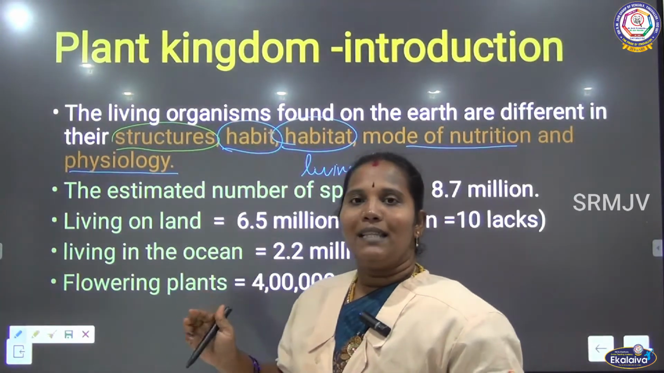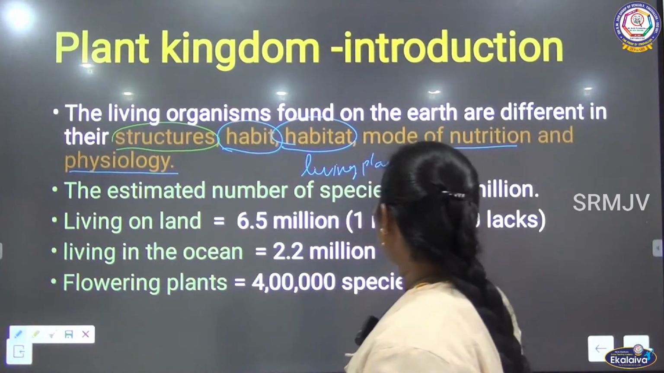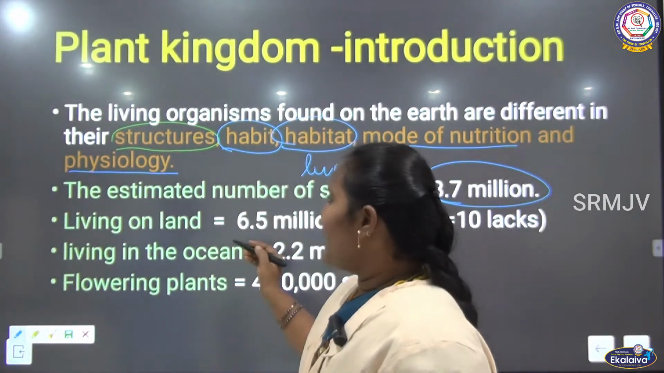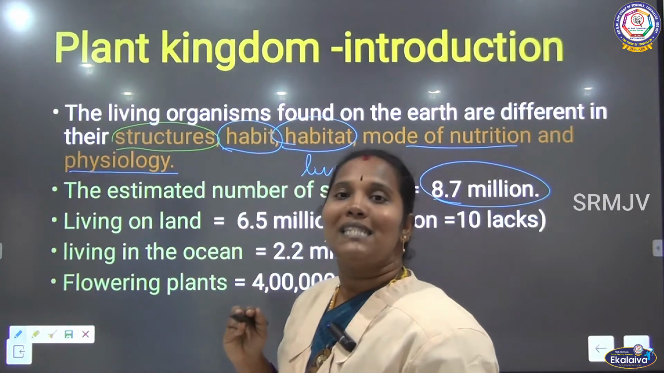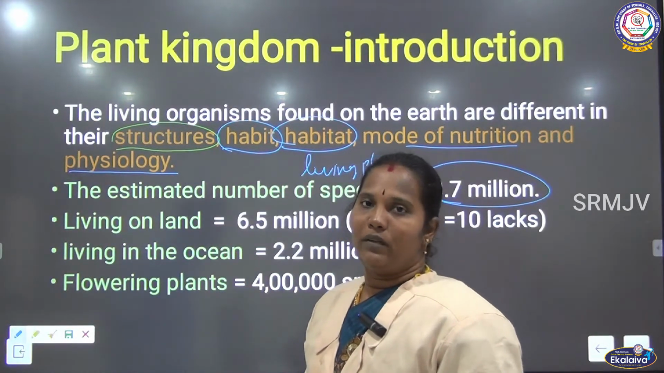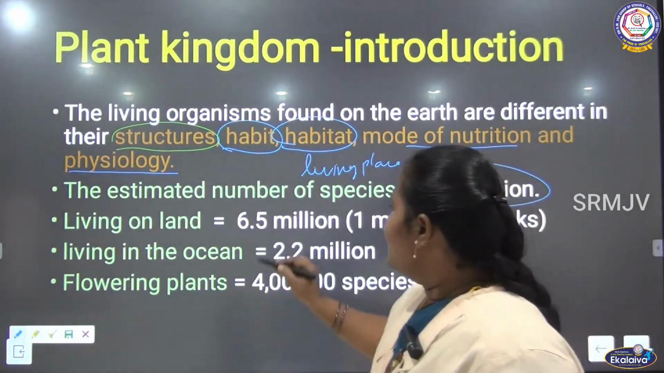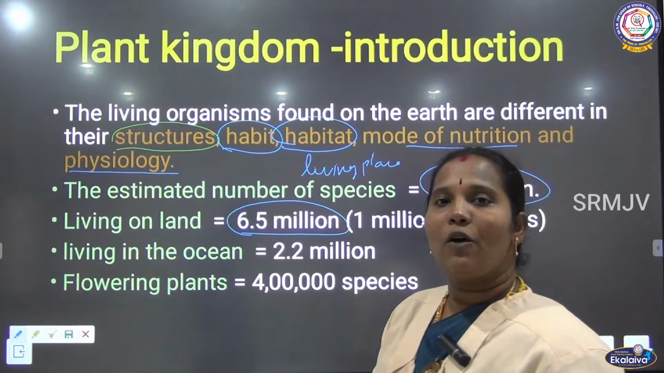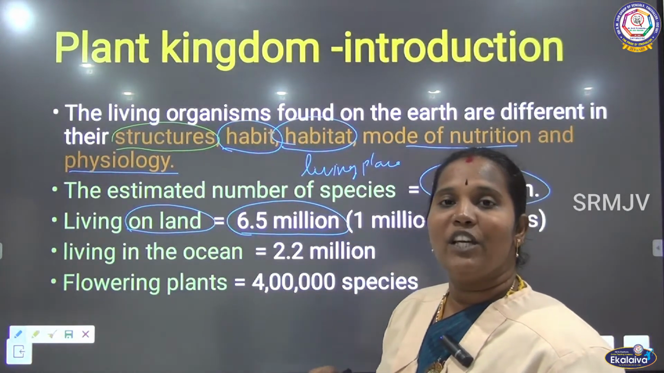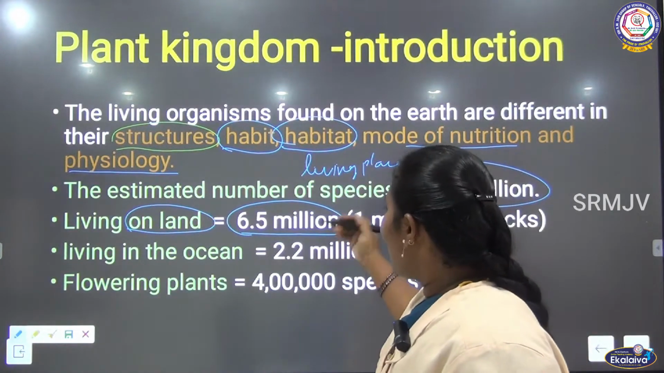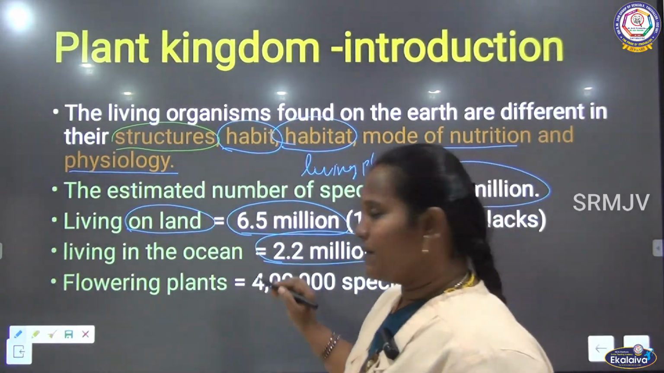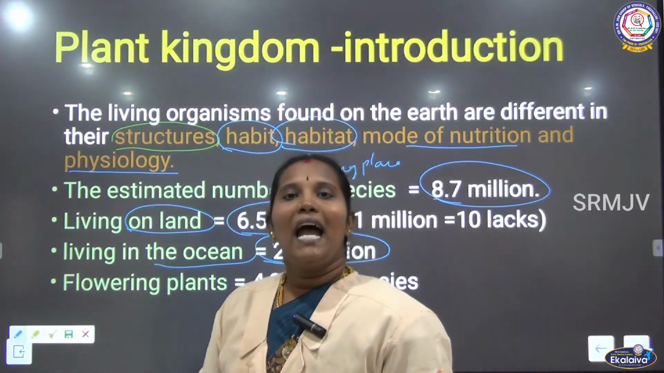Then finally they estimated, among all the plants, 8.7 million species living on the earth. Okay, how many plants? 8.7 million. Then among this 8.7 million, 6.5 million plants live on land. Land means terrestrial plants. Then the remaining, 2.2 million plant species, are living in the ocean. Ocean means the aquatic. Clear?